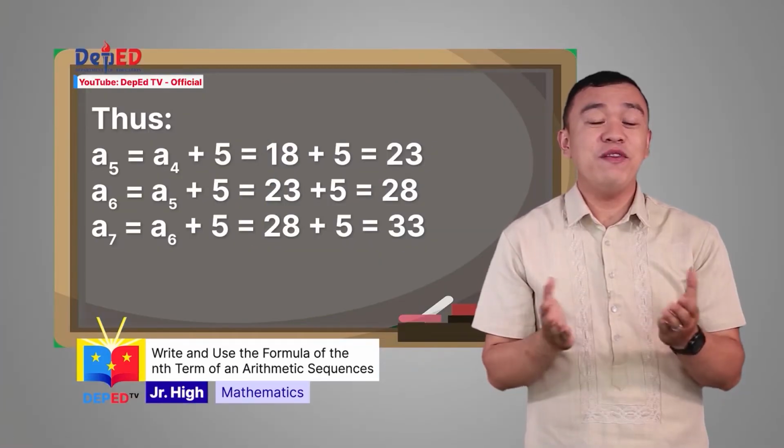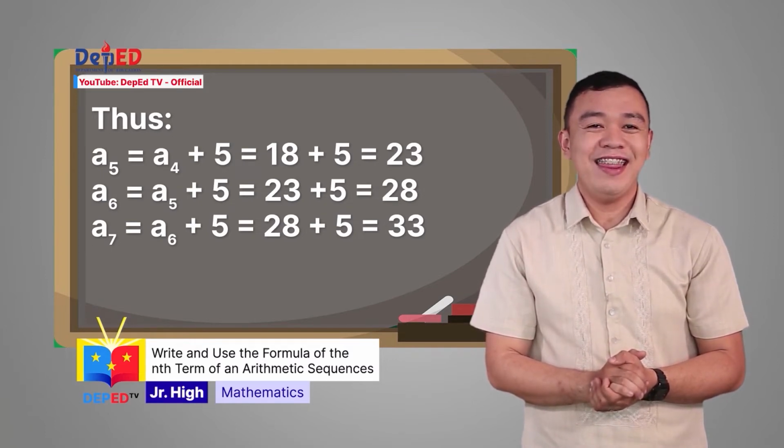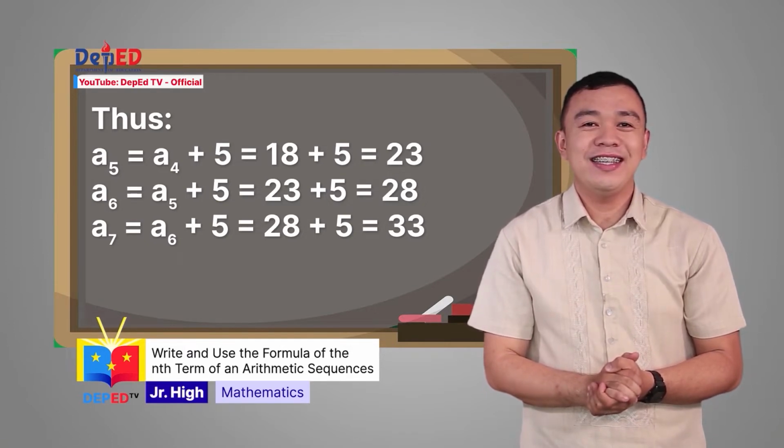Thus, a sub 5 is equal to the sum of the fourth term plus the common difference. That's a sub 4 plus 5 is equal to 18 plus 5 is equal to 23. A sub 6 will be equal to 23 plus 5, that is equal to 28. And a sub 7 will be equal to 28 plus 5, and that is equal to 33.